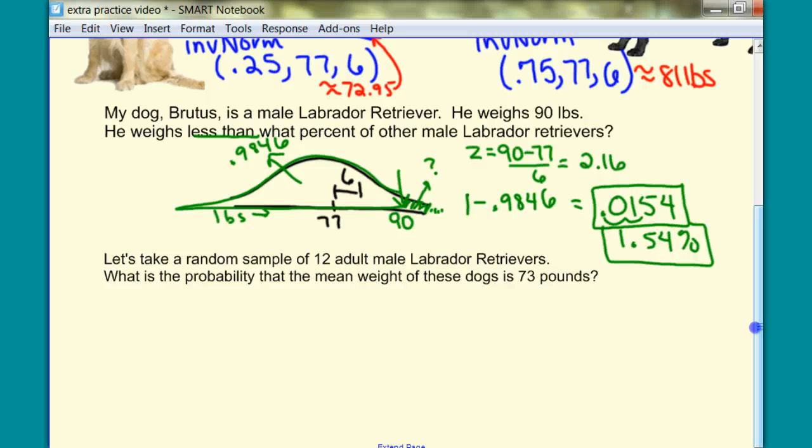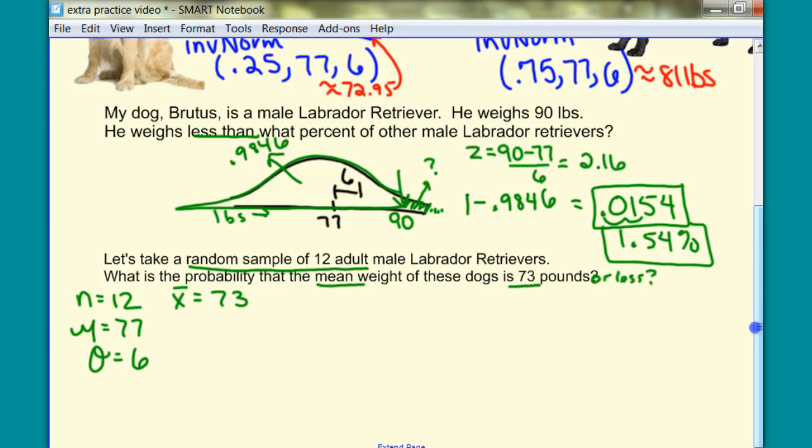Here's a different one that's from our more current material talking about central limit theorem. Let's suppose that we take a random sample of 12 of these dogs. So now I've got n equals 12. I still have a population mean of 77, a standard deviation of 6 pounds. I want the probability that the average weight of those 12 dogs, that would be an X bar, is 73 pounds. I'm going to call that 73 pounds or less, if you don't mind.